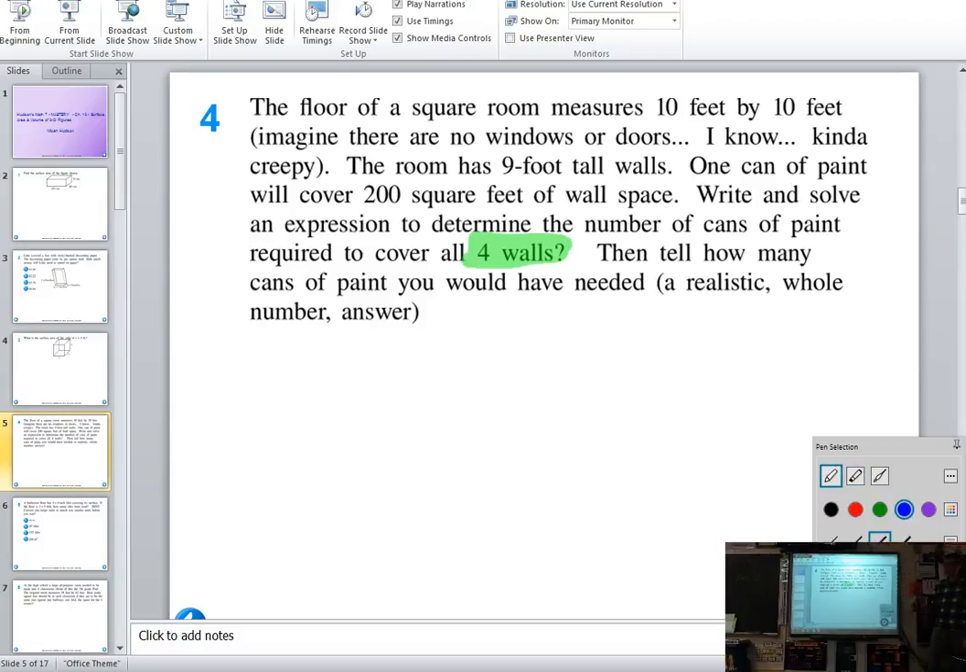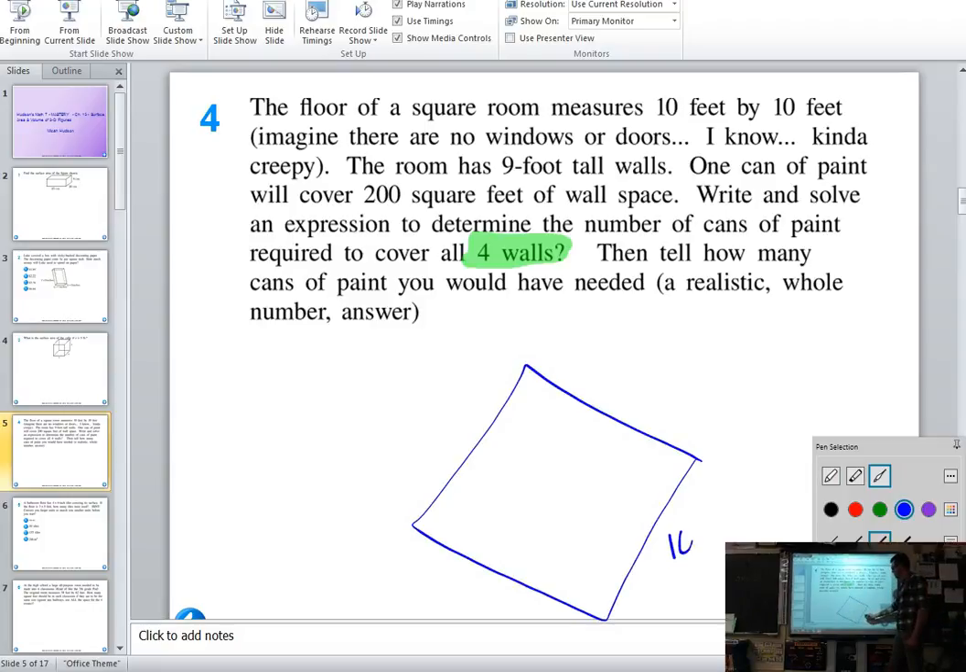Model this. Easiest way to understand is model. We've got a room that's 10 by 10. So I think about a room, it's 10 feet by 10 feet, and I'm thinking about it in perspective, so I can look at how tall it is. Brady, how tall is the wall? How tall is the room, really? Question 4. 9 feet. So we don't have to overthink this.